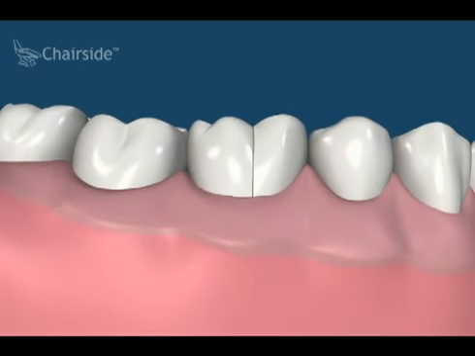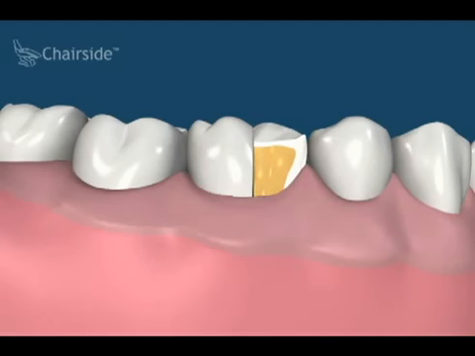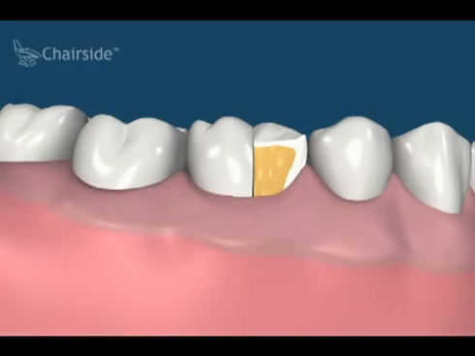In this situation, we see an entire cusp break off the tooth. If the tooth breaks below the gums, we cannot restore it, as in this case. To save the tooth, we can do several procedures.